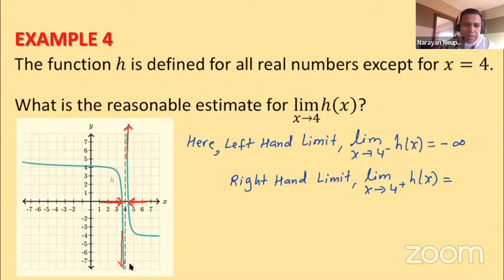It goes all the way up. That means the y value will be positive infinity. So you can clearly see in this example, the left-hand limit and right-hand limit are not equal. Okay, so let me write that.